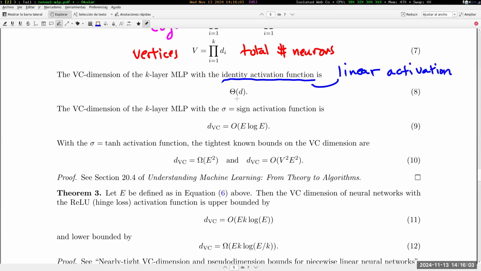Then the VC dimension is just the VC dimension of the perceptron hypothesis class. And so there's no additional power you get from a multi-layer perceptron if you're using the identity activation function. Because of this, it is never used in practice and only used for explaining toy examples.